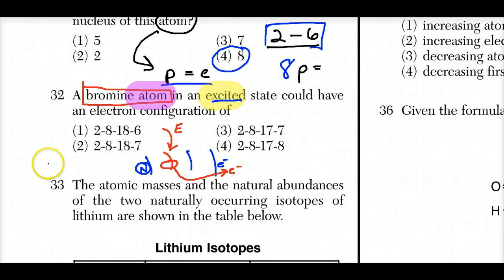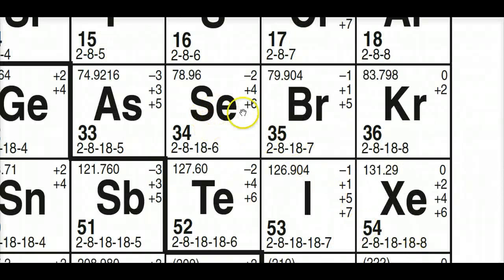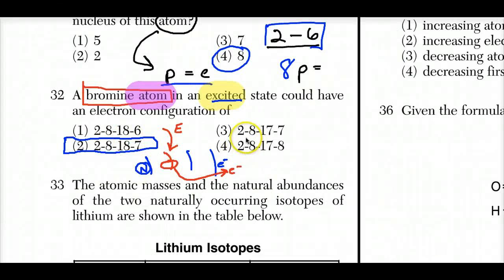So we know that 2-8-18-7 is the ground state from the periodic table. So this is not the answer. This is the ground state configuration. And number 1 is going in order just like number 2, but has 1 less. So this is the element, if you go to your periodic table, selenium, exactly in order. So not what we want here. Okay, so let's go on to choice 3. Choice 3 is 2-8-17-7.